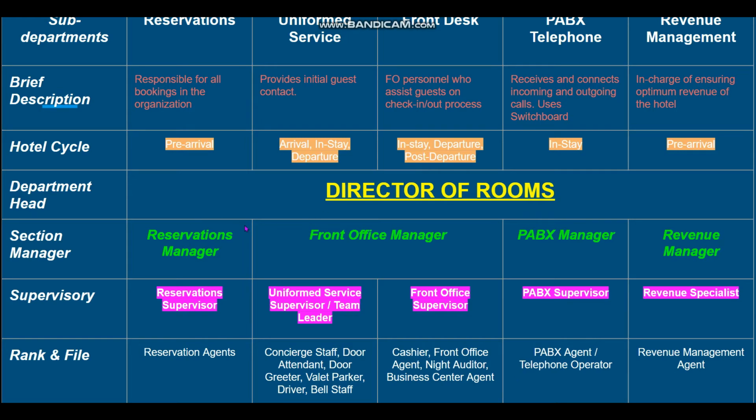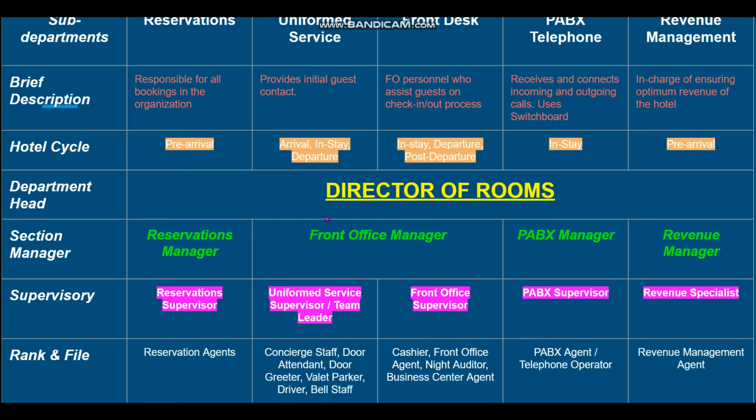So under the director of rooms, there are basically four section managers for a four or five-star category. The reservation sub-department is handled by the reservations manager. The uniform service and the front desk team will be handled by the front office manager. The PABX is under the PABX manager, and the revenue management is under the revenue manager.